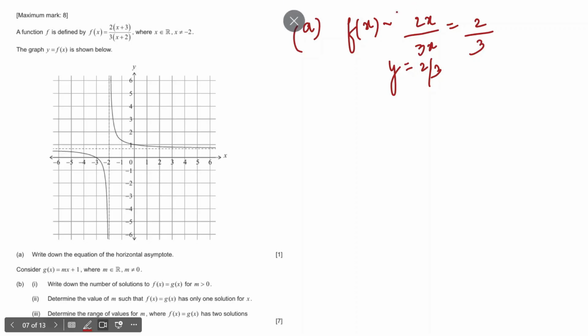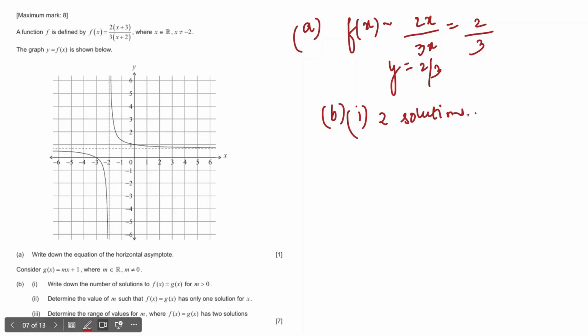Now let's do the second part, which is part B, and we'll solve the first part. We have to determine the value of m such that f(x) equals 3x has only one solution. From the graph, you can see that f(x) has two branches, right? And a straight line with positive slope intersects both the branches. So we can say that it will have two solutions.